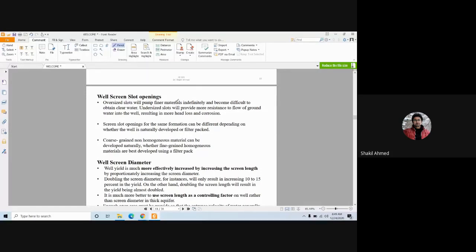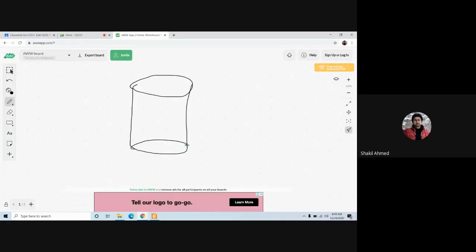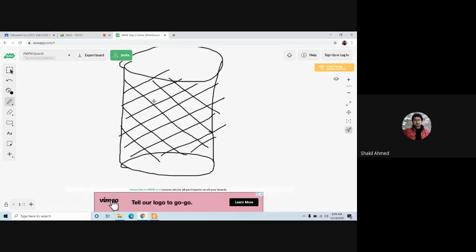Oversized slots will pump finer materials indefinitely and become difficult to obtain clear water. So well screen slot opening, what does that mean? That means if this is the screen, then you have the openings here. What's the size of this opening? This opening size should be sufficient to capture the particles, so that only water can pass through, but the particles cannot pass through.